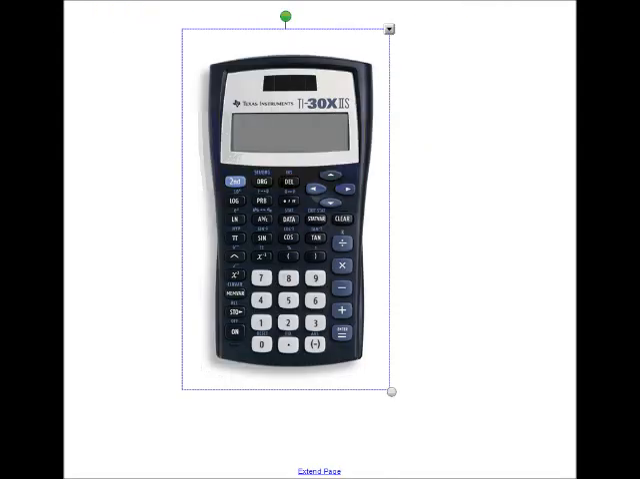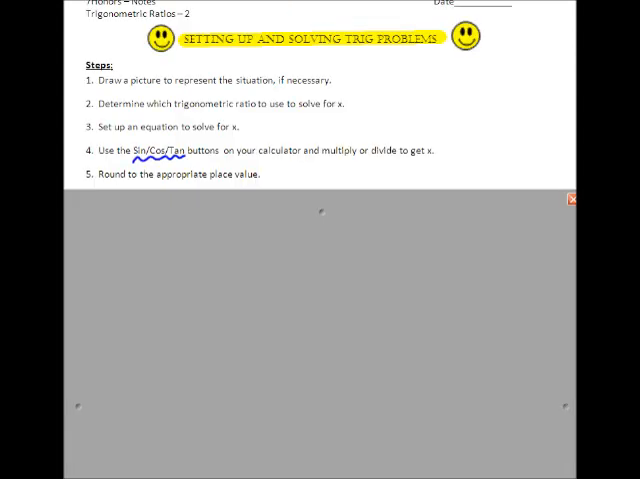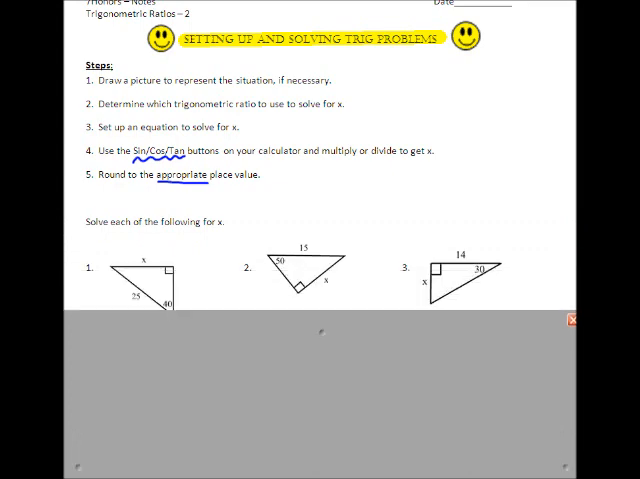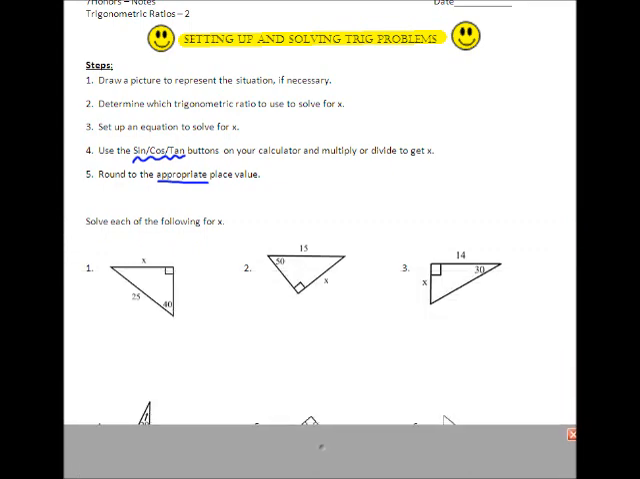So if you want to look at your calculators, the sine, cosine, and tangent buttons are here. Those are where your sine, cosine, tangent buttons are on your calculator. Then we will always round to the appropriate or designated place value. It seems like a little thing, but it's a big thing, trust me. All right, so let's get started.